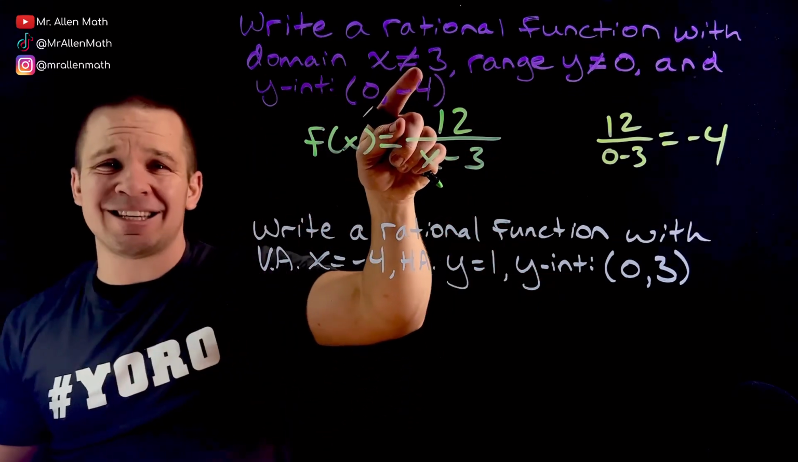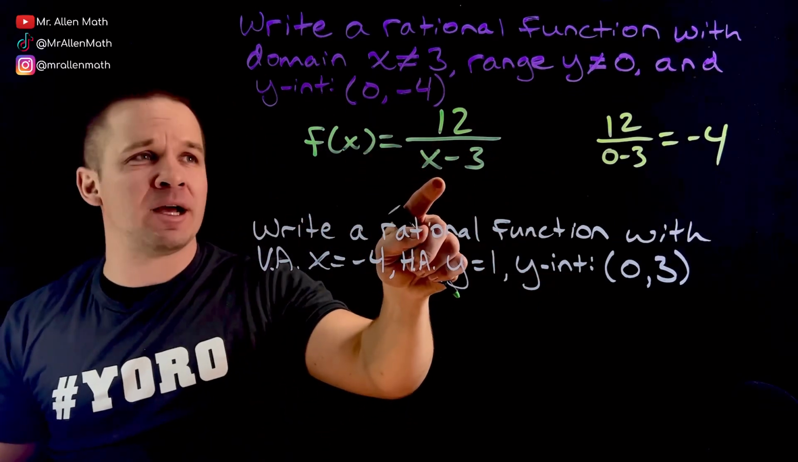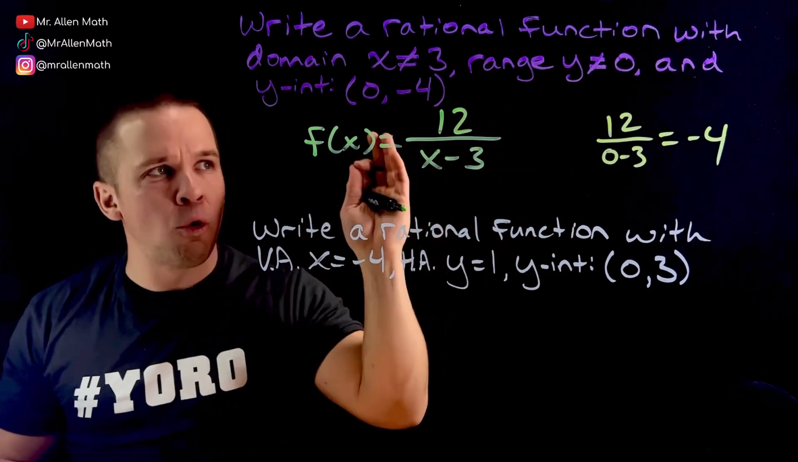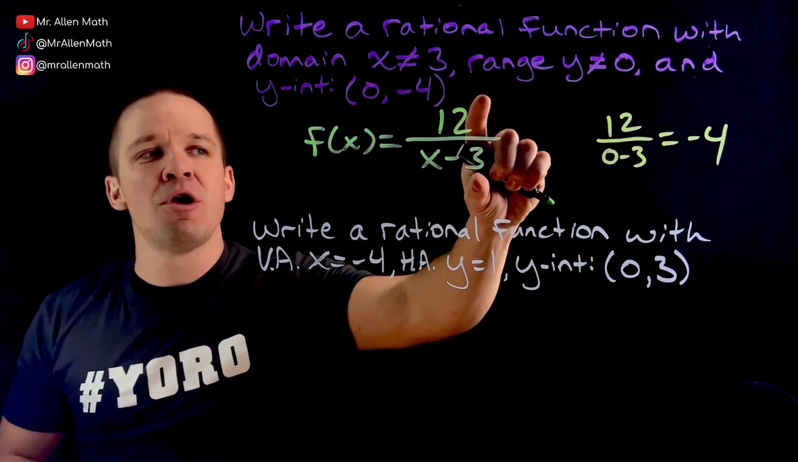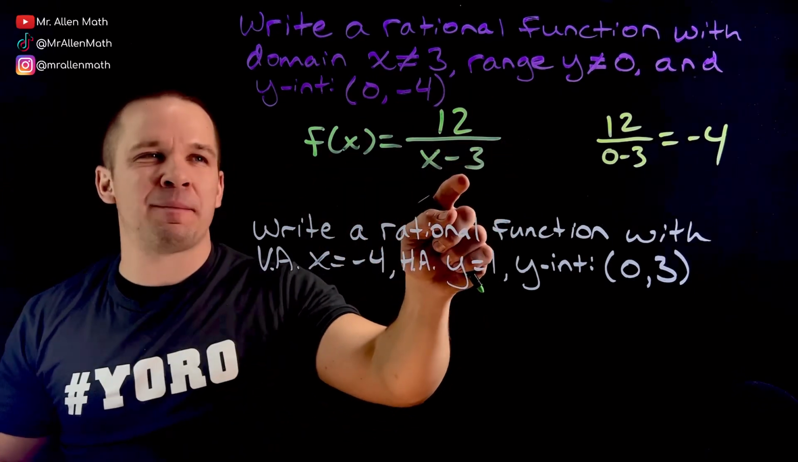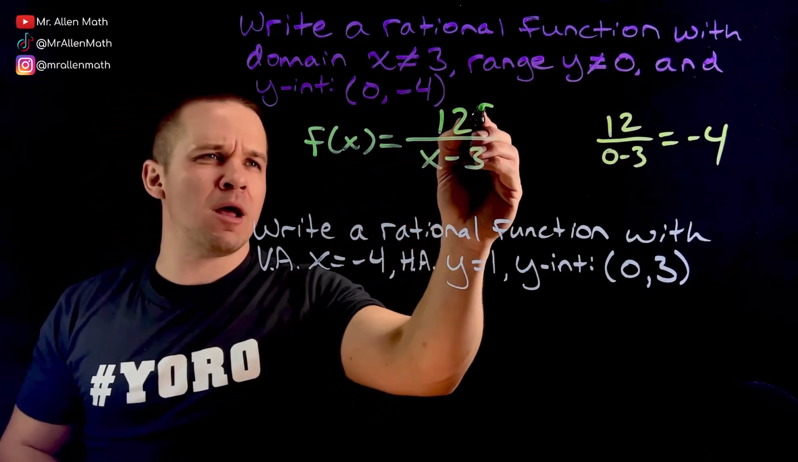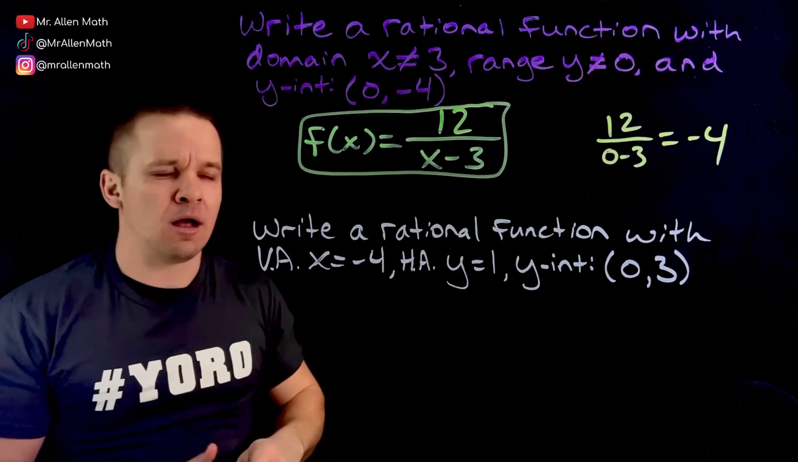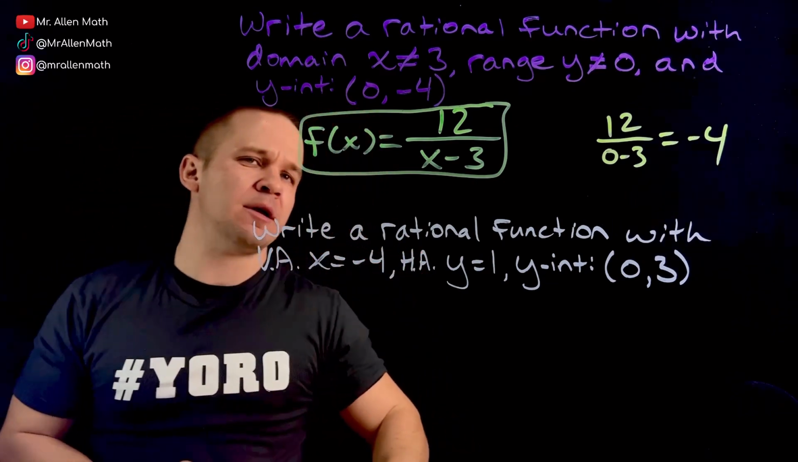Domain restriction, x does not equal positive 3. Boom, right there. Range, y does not equal 0. We've got it right there, right? That is a horizontal asymptote of y equals 0 for this particular rational function. And then if I plugged 0 in, I'd have 12 divided by negative 3, which gives me negative 4. This bad boy checks out. Oh, yeah. One more. Let's do it. All right, we're cruising, baby.